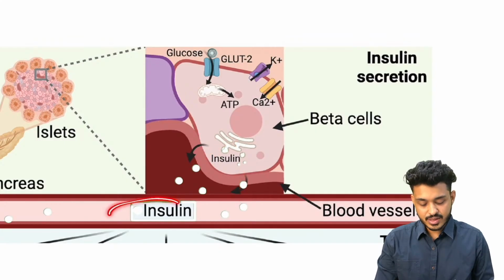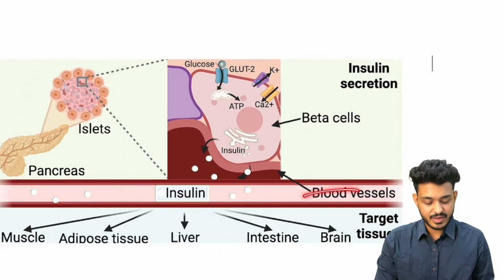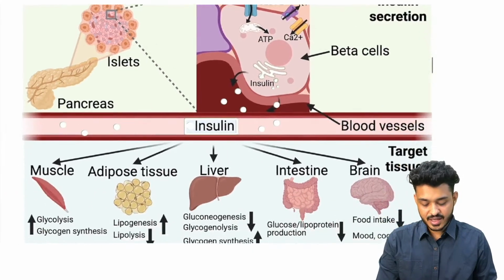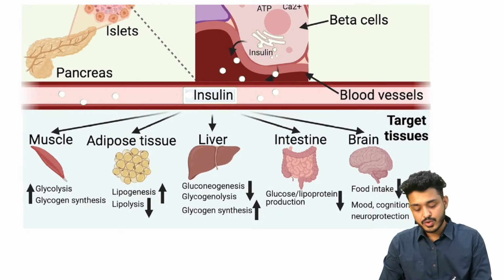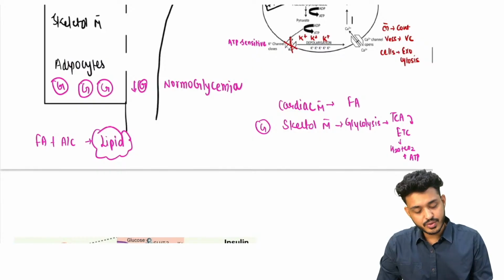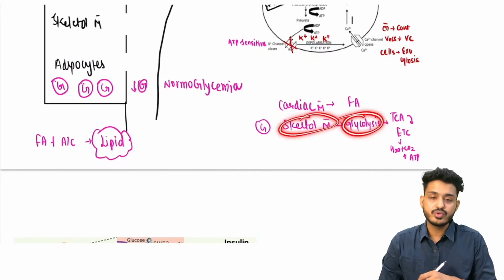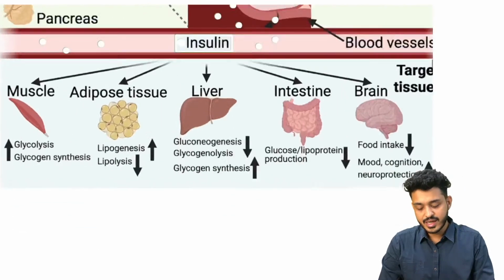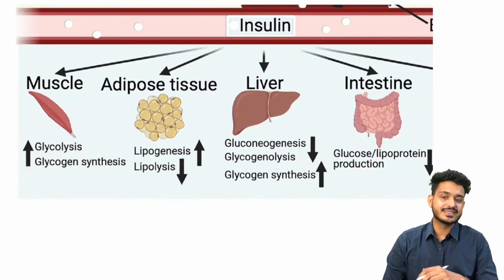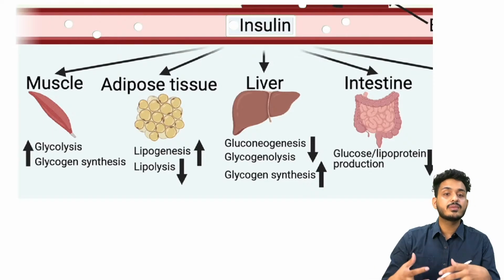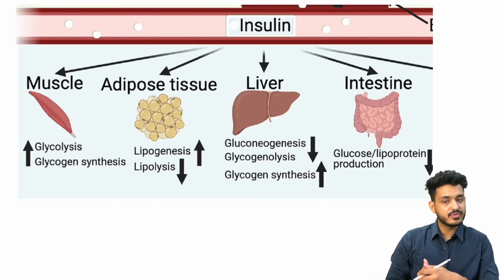And now this insulin is going to be present in the blood vessel. What are the functions of insulin? Let's try to understand. In the muscle, what is it going to do? Glycolysis, this is what we have seen. In skeletal muscle, it is going to do glycolysis for energy production. And second, it will also increase glycogen synthesis. Whatever extra energy you have will be stored in the form of glycogen.